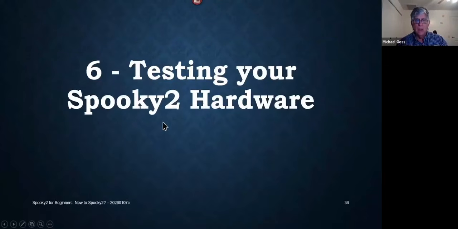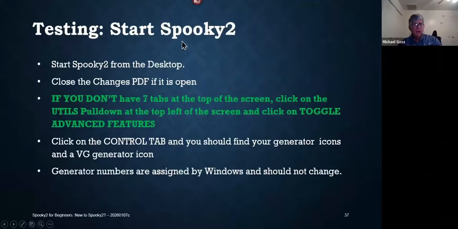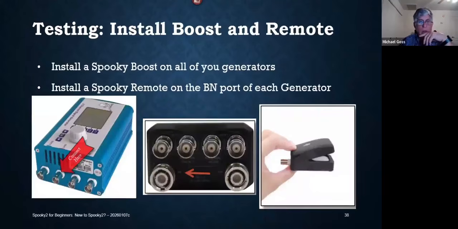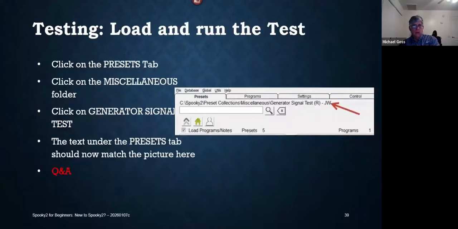Okay. All right. So testing your hardware. Testing your hardware is pretty simple. You're going to hook up the boost and you're going to hook up the remote. And this is the directions: you're going to go to the presets tab, miscellaneous, generator signal test. That's what you're going to run. You're going to put that on that generator, and you're going to test it.